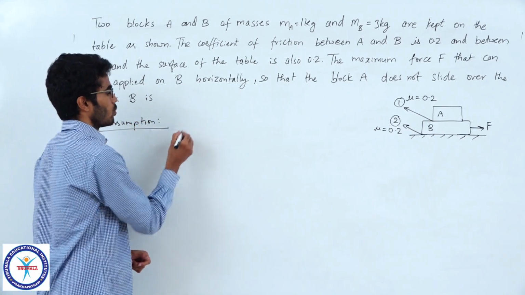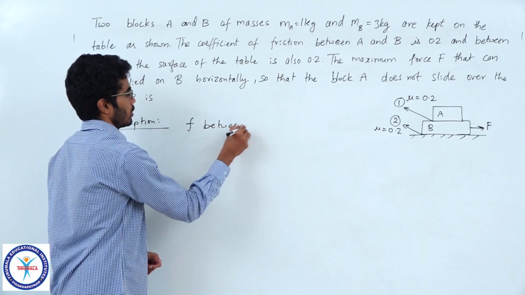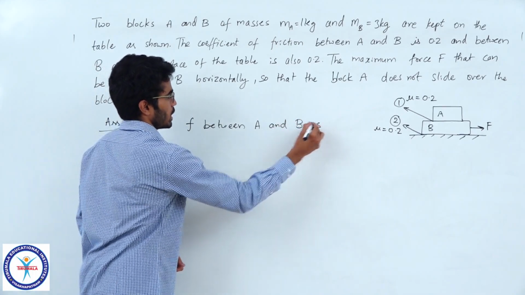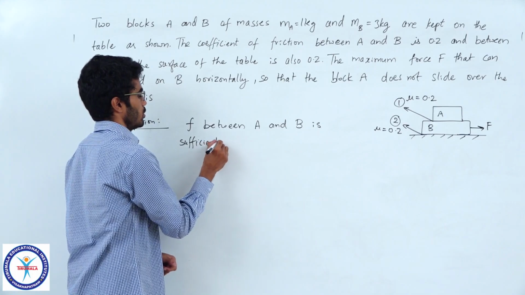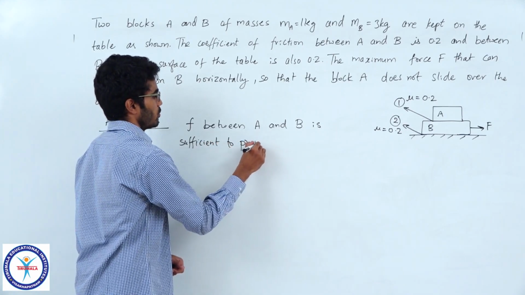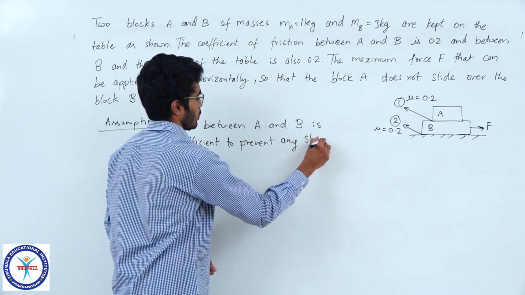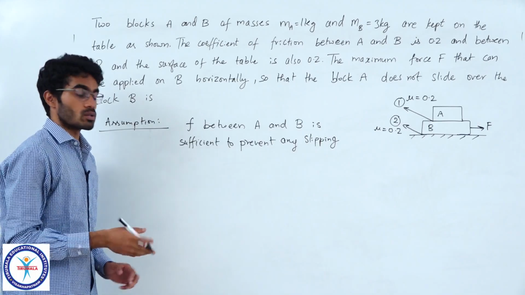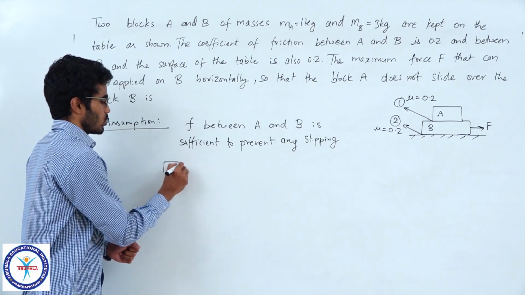It is not sliding over B. So, friction between A and B is sufficient to prevent any slipping. So, in such a case they will always move together. So, they can be considered as one system. So, let us draw the figure this way.